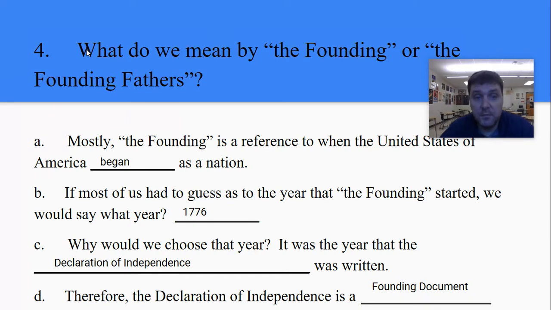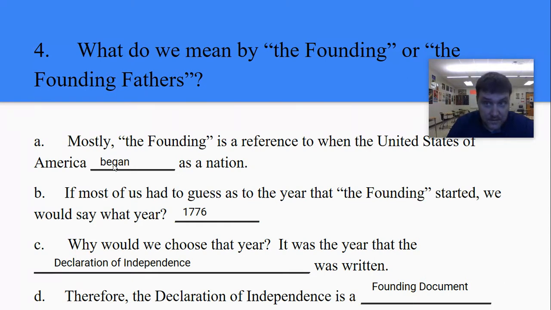So, basically, what you can see here in number 4A, when you say founding, you're usually talking about something beginning. When we say the founding of the United States, we're talking about the founding of our nation, the beginning of our nation, the start.